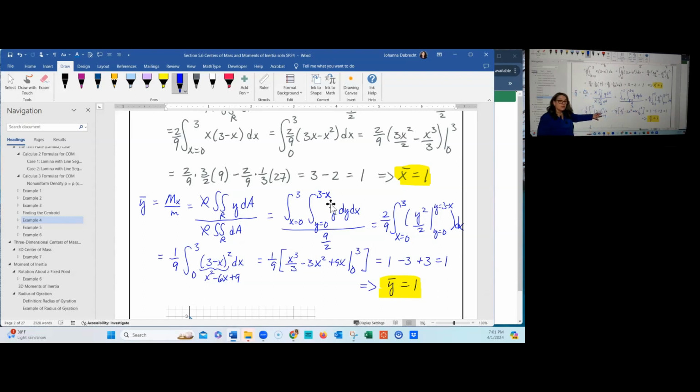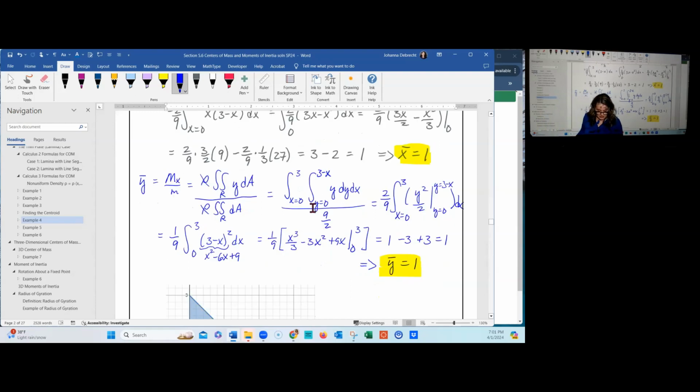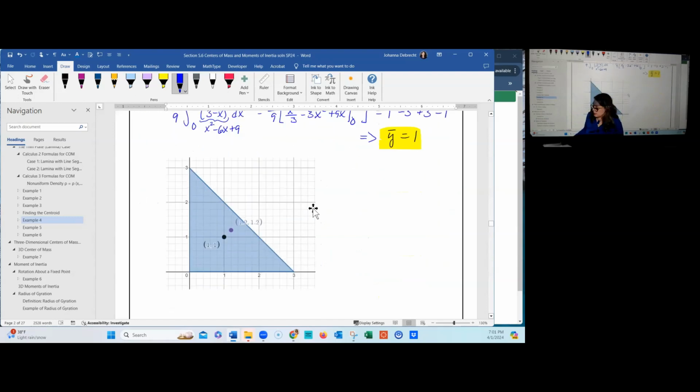I again squared the 3 minus x, and then I integrated and simplified, and I got again that y bar is 1. So now we can take a look at it down here on our shape. And when you're looking at it, you can tell that the black is the geometric center. That's the geometric center of this region.